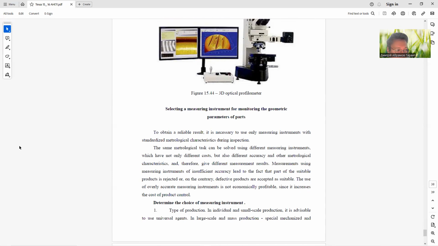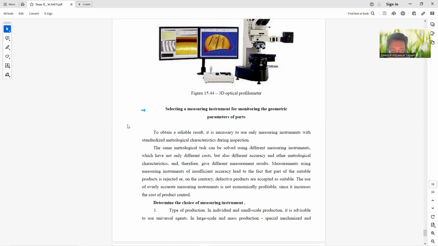And the last item of our lecture is selecting a measuring instrument for monitoring the geometric parameters of the parts. To obtain a reliable result, it is necessary to use only measuring instruments with standardized metrological characteristics during inspection. The same metrological task can be solved using different measuring instruments, which have not only different costs, but also different accuracy and other metrological characteristics, and therefore give different measurement results.